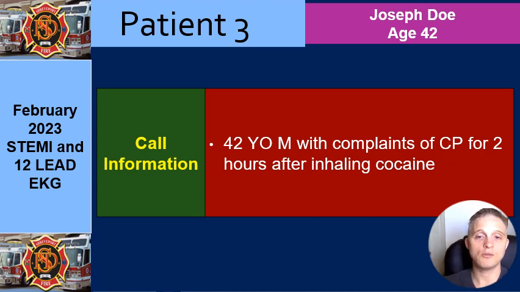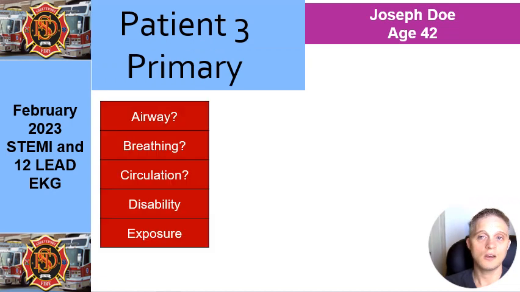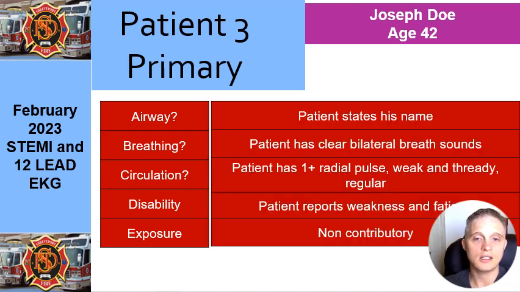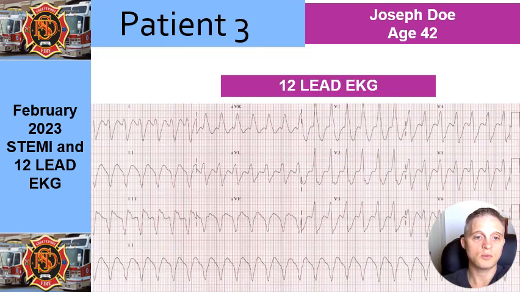But back to Joe Doe doing cocaine. Again, our primary survey, are they talking? Do we have clear bilateral breath sounds? What's our circulation? They are talking. He has clear bilateral breath sounds. He's got 1+ radial pulse, weak and thready, but it's regular, and he reports weakness and fatigue, so you have a potential for instability. Going into our 12 lead, this is what we see. By looking at this rhythm, it is a QRS that's wide and regular, and it's tachycardic. So that most likely means that we are in VTach.